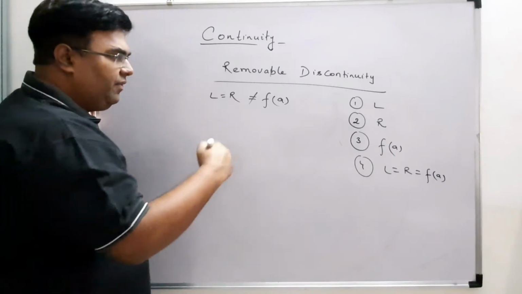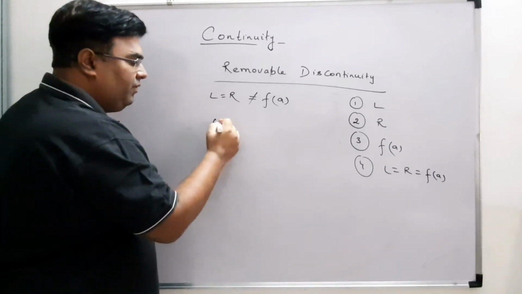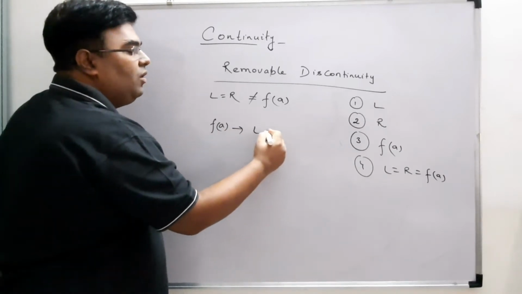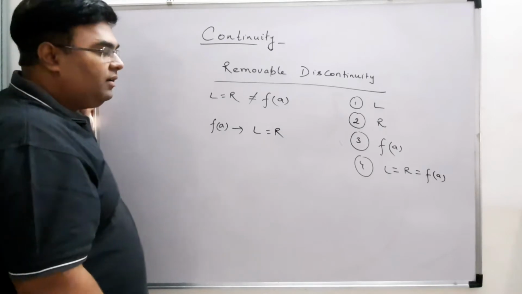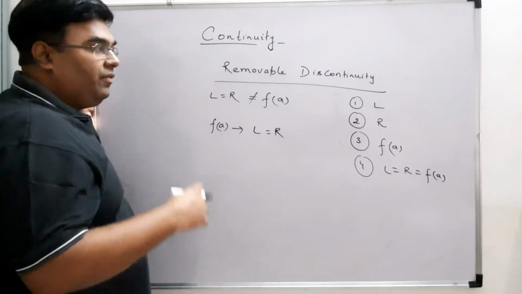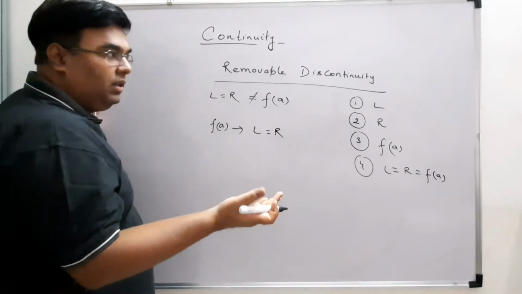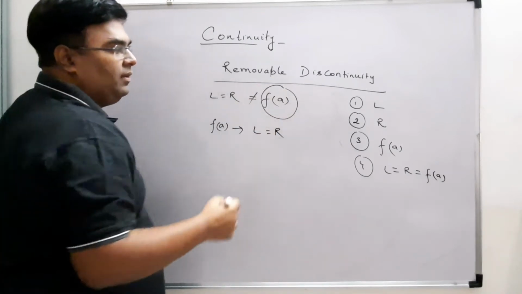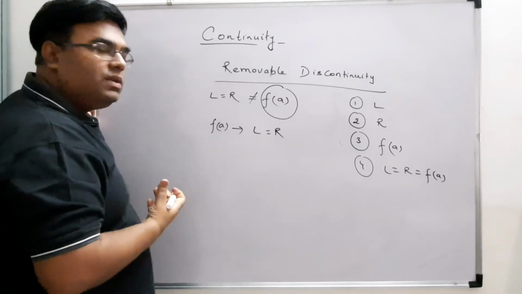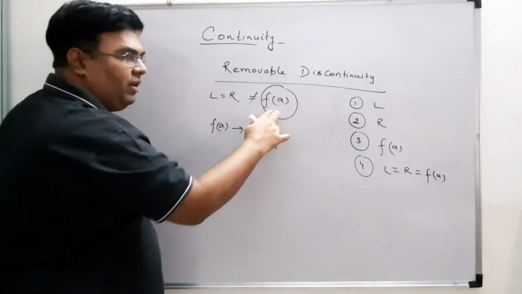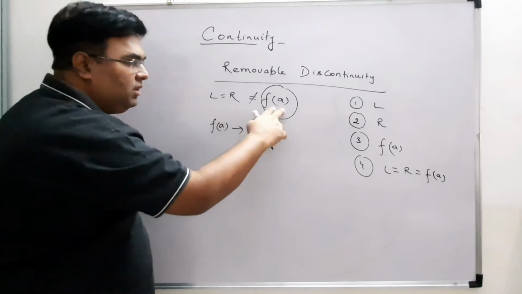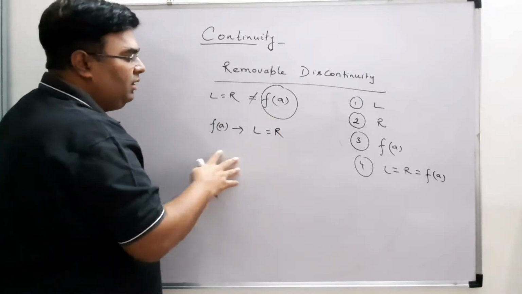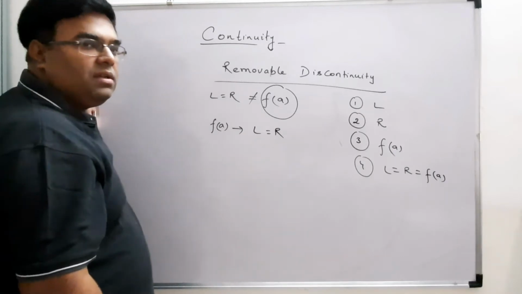But if we change our f(a) such that it becomes L or R, then we can say that we have removed the discontinuity, because this was the only factor which made the function discontinuous. So if we change this f(a) by definition and make it equal to L and R, then it will become our continuous function.